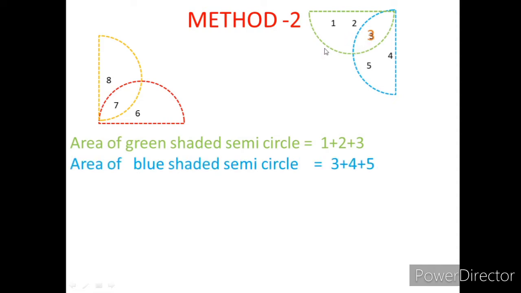Now, the area of the blue shaded semicircle is equal to, what are there? 3, 4, 5. Therefore, 3 plus 4 plus 5.